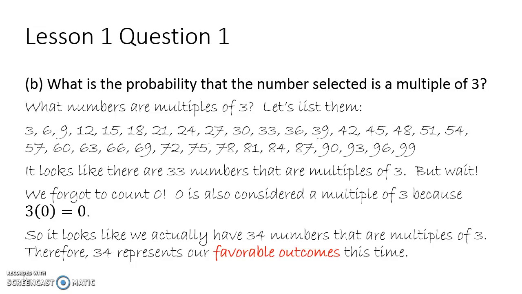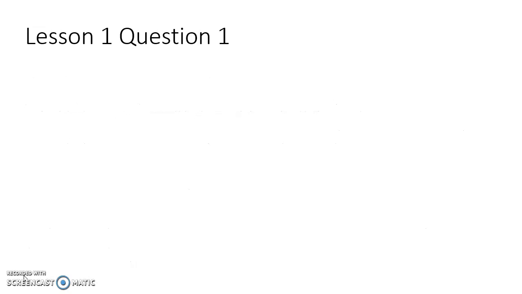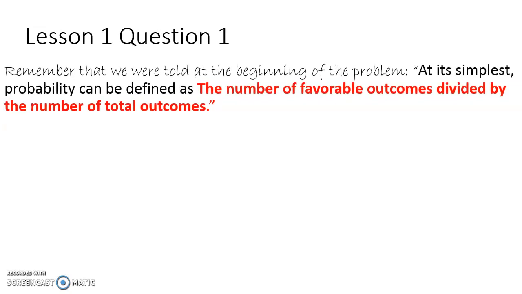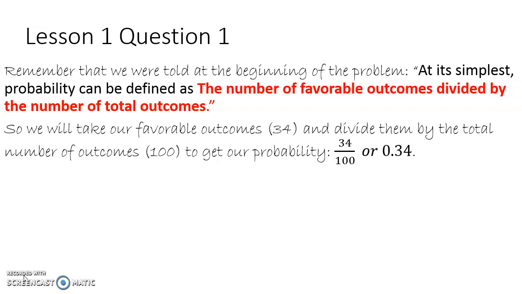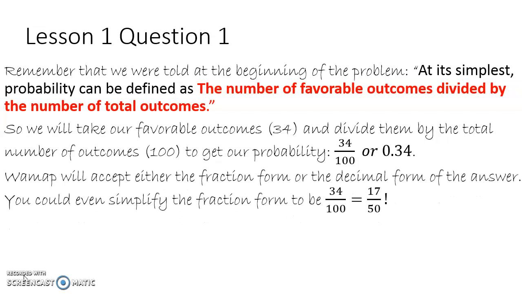So 34 represents our favorable outcomes this time. So here's our formula again to remind us how probability is calculated. We'll take our favorable outcomes, which is 34, divide them by 100, which is our total outcomes, and we get the fraction 34 over 100, or the decimal 0.34. Again, WAMAP will accept either form, either the fraction form or the decimal form. In fact, you can even simplify the fraction form if you would like to be 17 over 50, and WAMAP will still accept that answer.